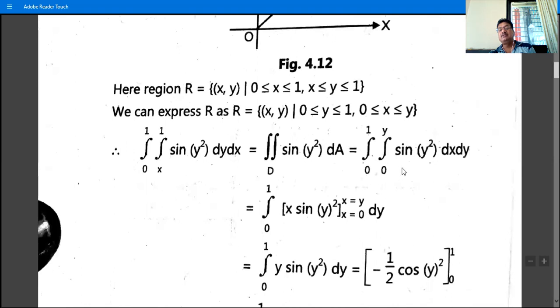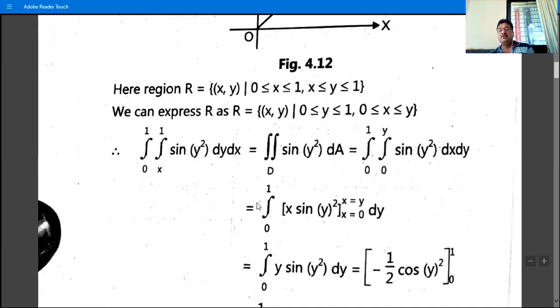Okay, and then we have this limit, and sine y square is now constant with respect to x. So its integration is x into sine y square, because now the integration is with respect to x, and sine y square becomes constant. Here the sine y square with respect to y is variable, and finding the integration of sine y square is much more complicated than this. So change the order, we have the integration of x into sine y square, where x runs from 0 to y, and dy as it is, integration 0 to 1 as it is.